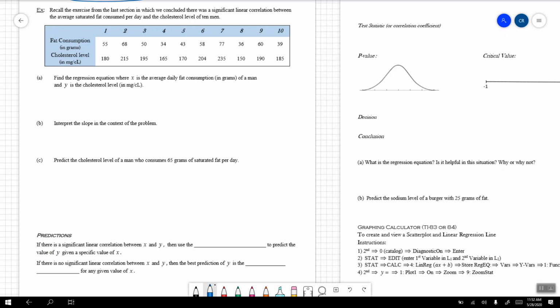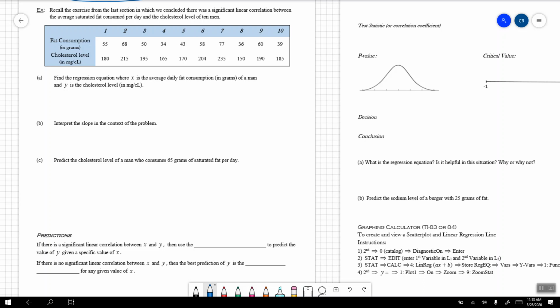So for part A, what we want to do is find the regression equation where X is the average daily fat consumption in grams of a man and Y is the cholesterol level in milligrams per centiliter. All right, so I need that linear regression equation, that line of best fit. The way I'm going to get that is by using my TI.